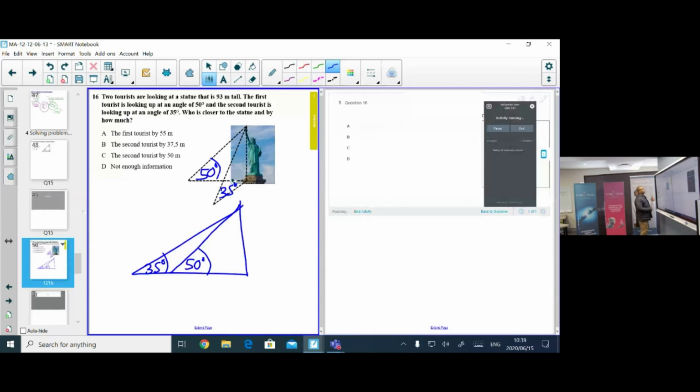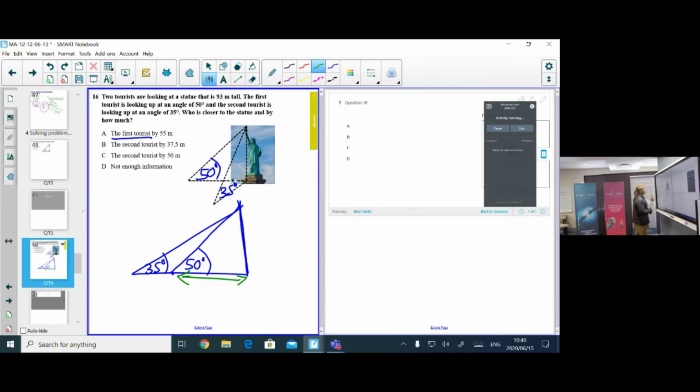So obviously, the tourist who is at 50 degrees is closer to the tower, your tower being that vertical line. So your choice would be that it's the first tourist because that's the one at 50 degrees. And then you want to check how far that tourist is from the tower. Who is closer to the statue? This is a statue, this one, and by how much? So you want to find this distance here.